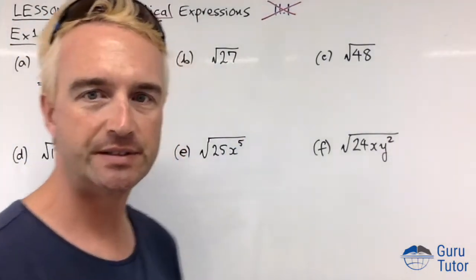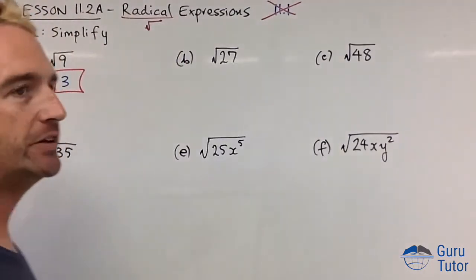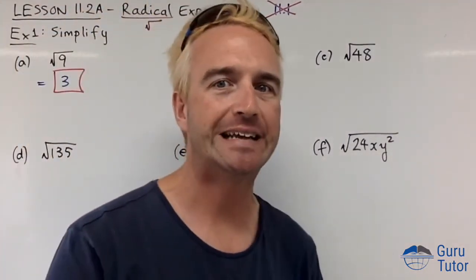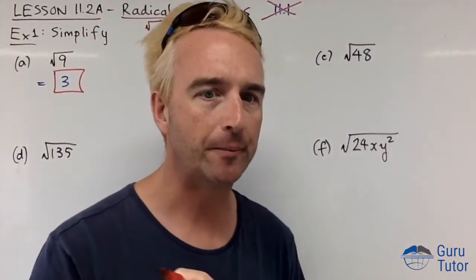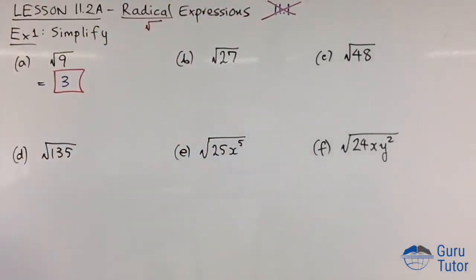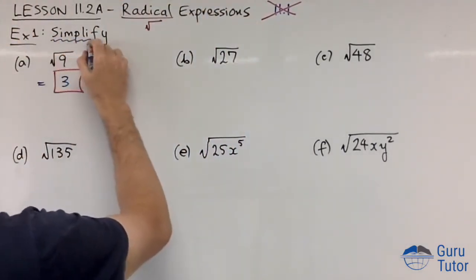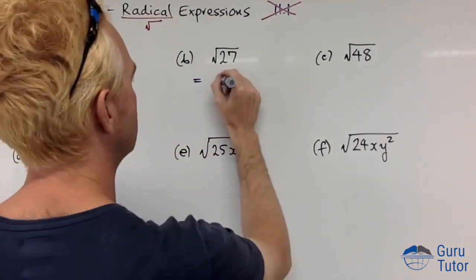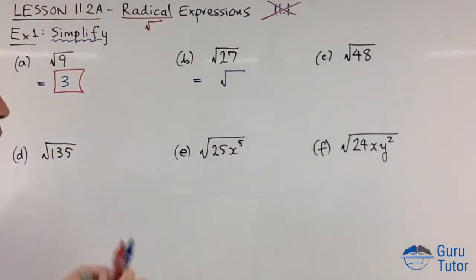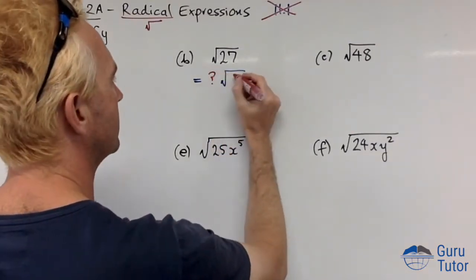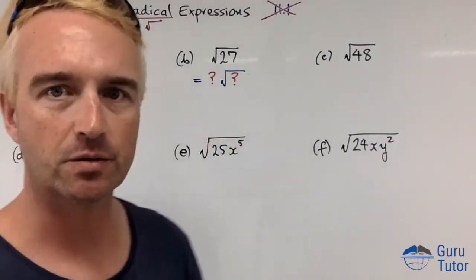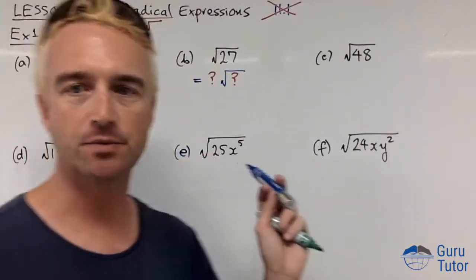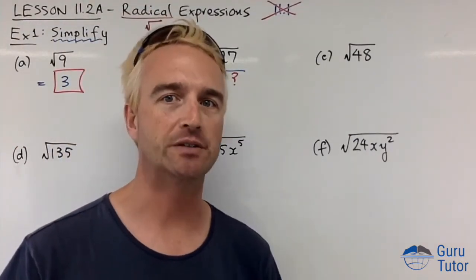What's root 27? Well, you can just go to your calculator and get a decimal. But we're not going to do that. We're just going to try and simplify it. We're not going to evaluate it. And I'll tell you, the answer is going to look like this: something radical something. And you'll notice there aren't going to be any decimals in here. It's just a simplified radical, as we say.